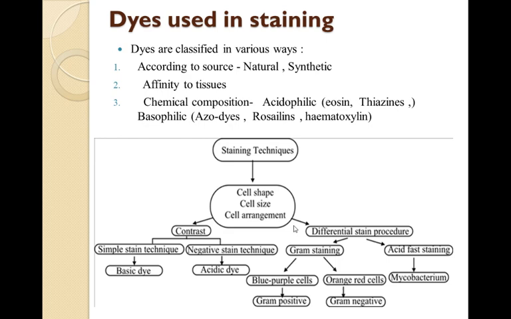Now, the staining technique, I have mentioned earlier, is used to determine the cell shape, cell size, and cell arrangement. It is of two types. First is the contrast staining, and second is the differential staining. In contrast staining, a dye is used to color a portion of tissue or cell. So in this, only one type of stain is used.